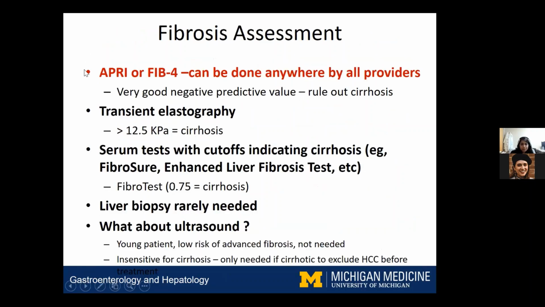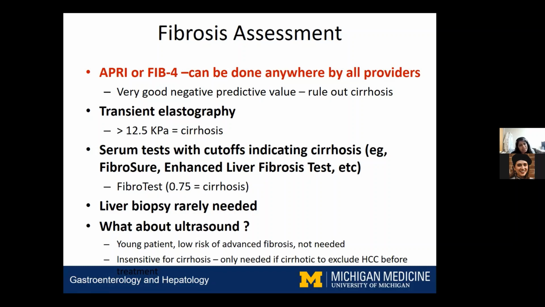So how do we do a fibrosis assessment? There are a lot of non-invasive ways that we can easily do this in our practices, and these are some of the tests that we use to assess for fibrosis of the liver. I'm going to talk a little bit about the APRI and the FIB-4 test, which can be done anywhere by all providers, and has very good negative predictive value to rule out cirrhosis.